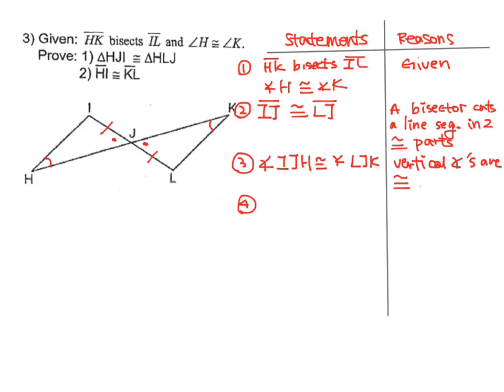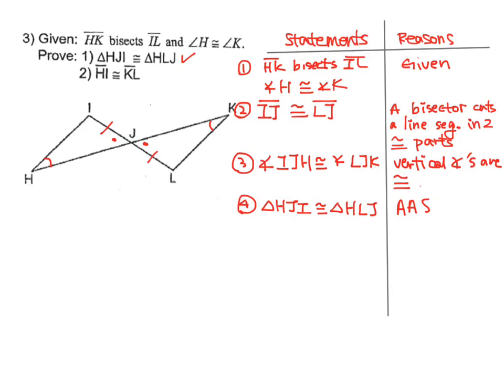Number 4. Now, because we have all three conditions, we can say triangle HJI is congruent to triangle HLJ. And what would be the reasoning? It would have been angle, side. You can see that over here. So in fact, here you can see that we finished number 1.